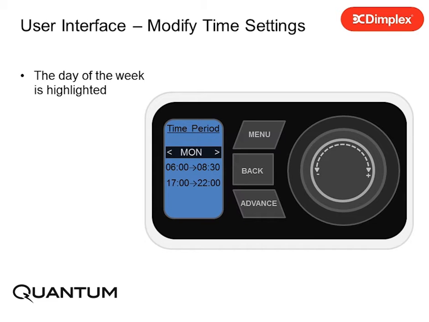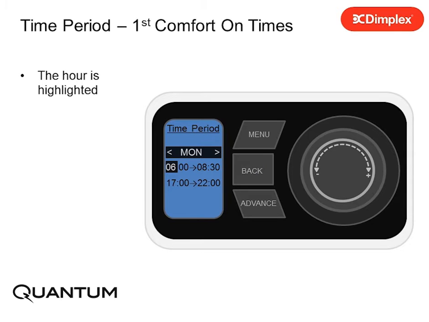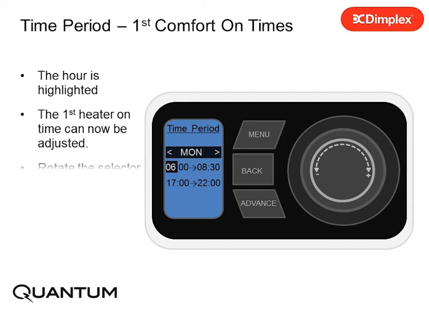Day of the week will be highlighted. Rotate the selector dial until the correct day of the week is displayed. Then press the selector dial to store and move on to access the day date. The hour is highlighted. The first heater on time can now be adjusted.